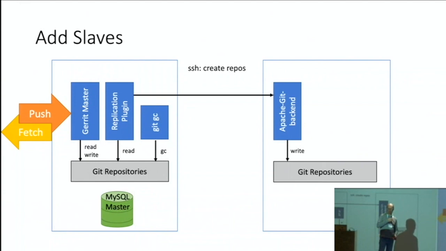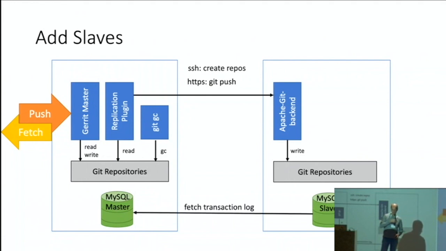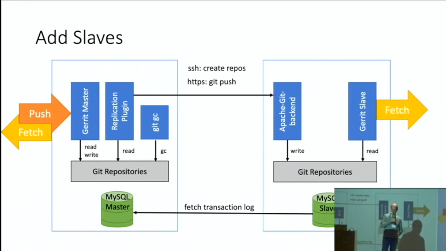One way to do that is to run Apache on the slave, which is then receiving the transport from the master. New repositories which are not yet available on the slave are created typically through SSH, and pushes you can do either through SSH or through HTTP. And of course, there's also a database on the slave, which also needs to fetch updates from the Gerrit master. And then a Gerrit slave is running there to serve the repositories, typically, for example, to all your build servers.